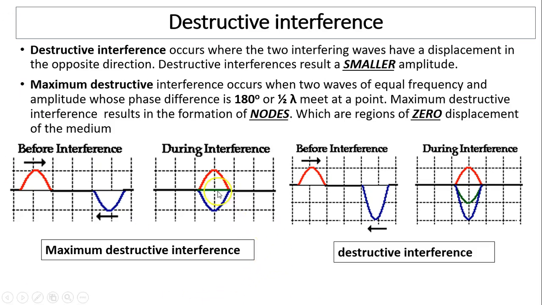Okay, so this green line, this is all nodes. All the points on the green line are nodes. That means it's flat. There is no displacement at all. So here is another one. It's just regular destructive interference, resulting in the green one having a smaller amplitude. So the graph on the left shows maximum destructive interference resulting in nodes, and the other shows smaller amplitude. That's destructive interference.